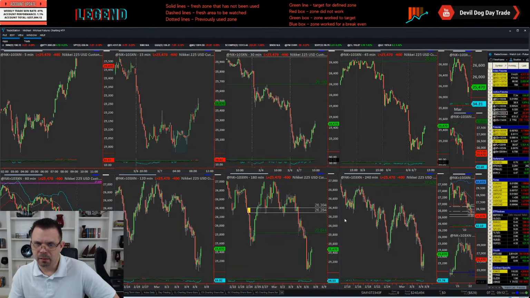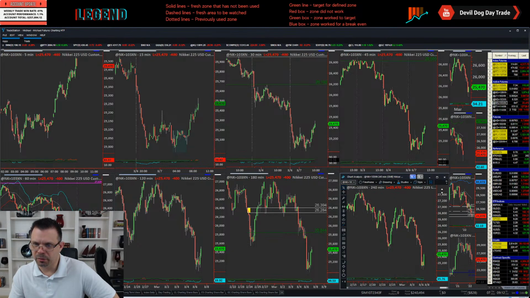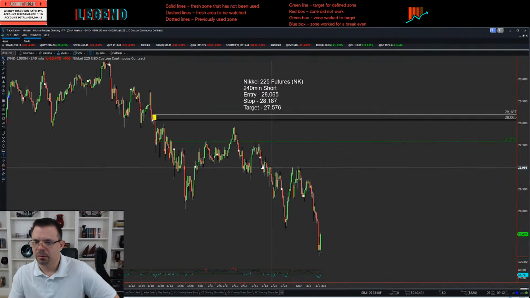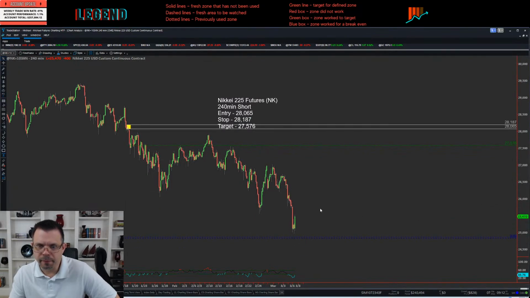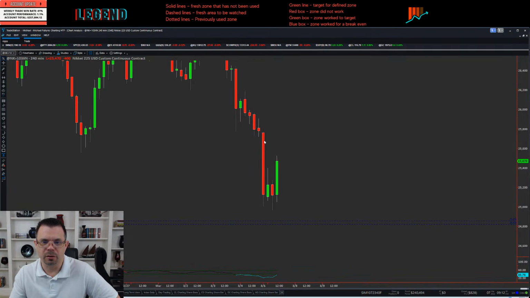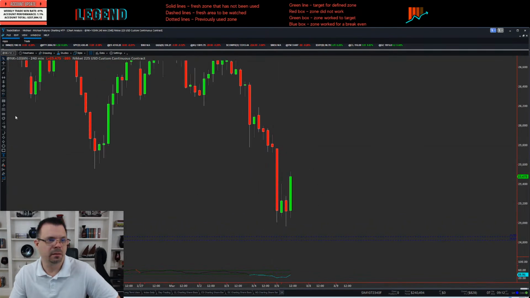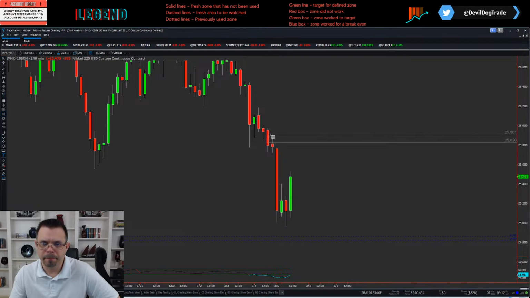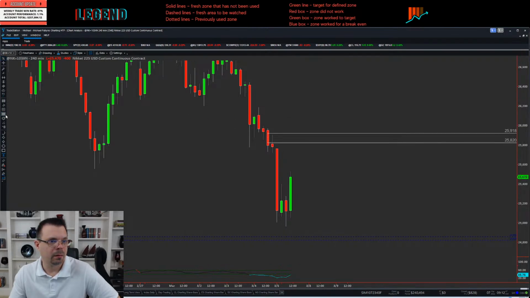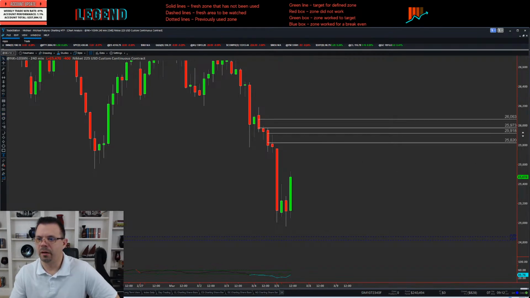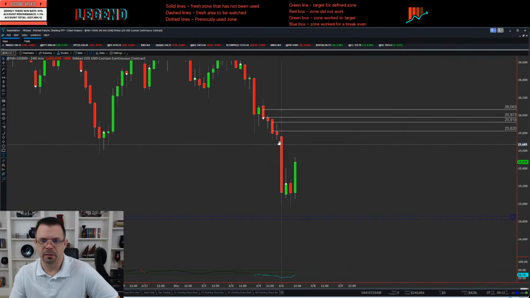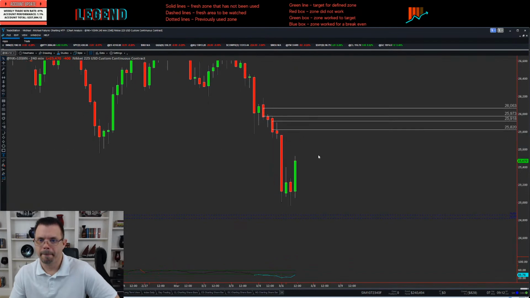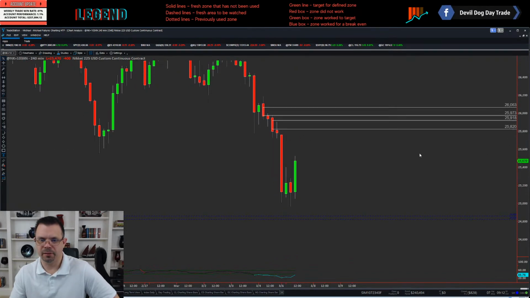However, on a 240-minute chart, you do still have the downtrend continuing fairly strong, and you've got these two areas here now, where you've got good solid supply zones up here that you can definitely take advantage of.